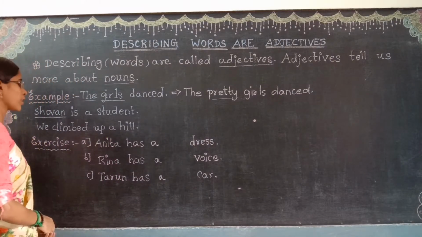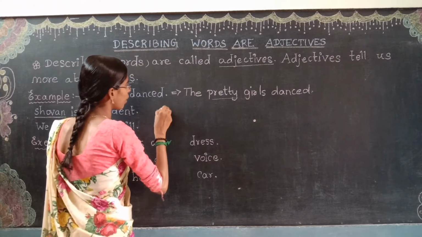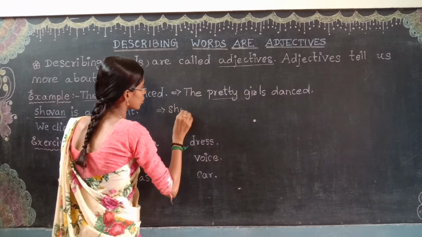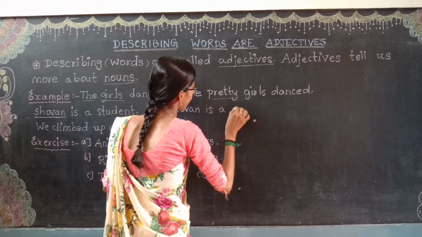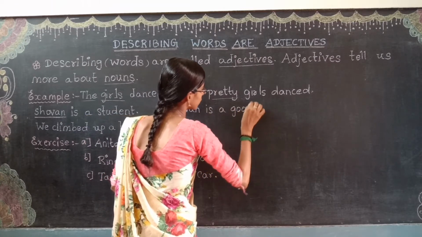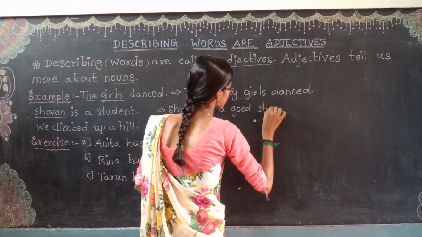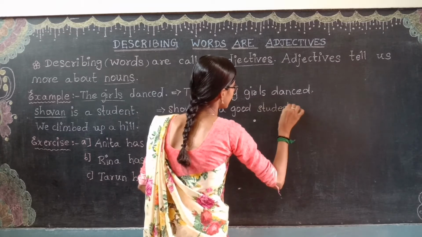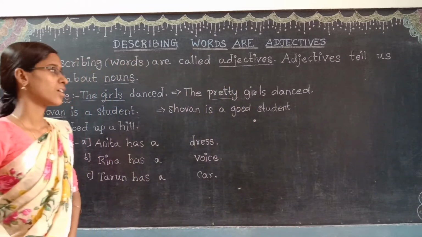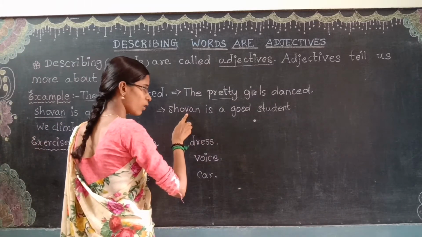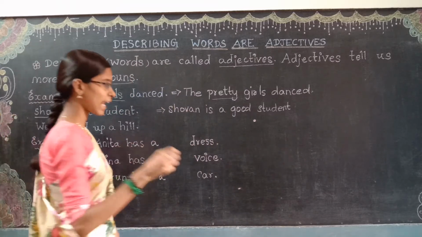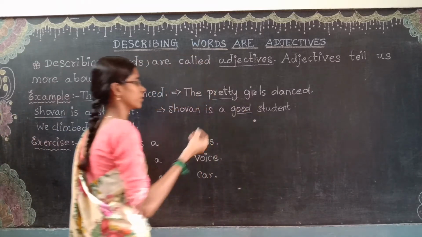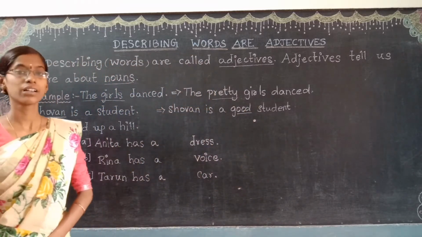Now we are going to add an adjective word. What? Shovel is a good student. Okay, Shovel is a good student. So here Shovel is a noun, and we are describing this noun using an adjective word, that is good. Shovel is a good student.